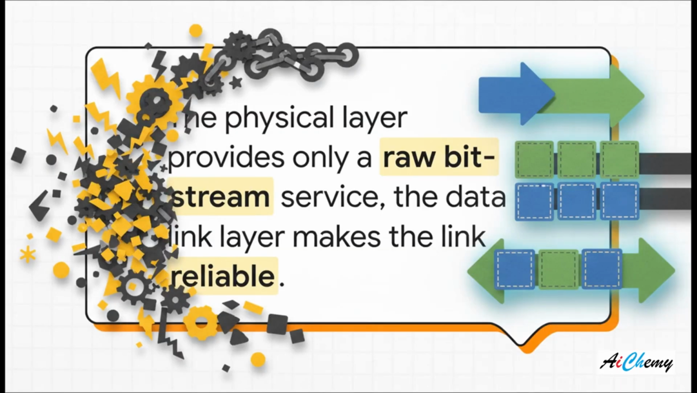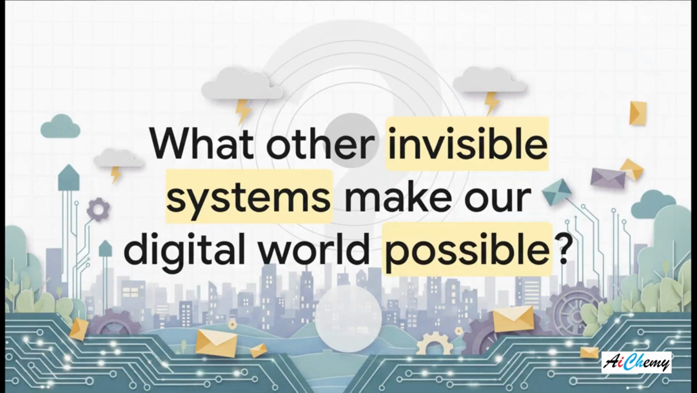There's a great quote from our source material that just nails it. The physical layer provides only a raw bit stream service. It's the data link layer that actually makes that physical link reliable. Without this layer, our entire digital world would just be an unusable mess. It really makes you wonder, what other invisible, brilliantly designed systems are working tirelessly behind the scenes every single second of every day just to make everything we take for granted work?